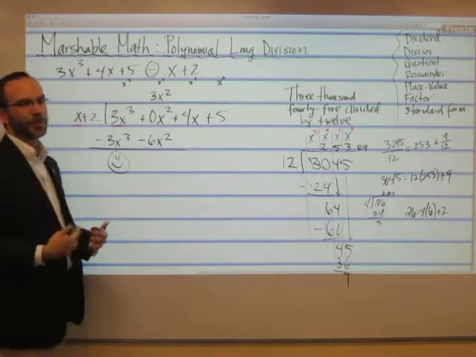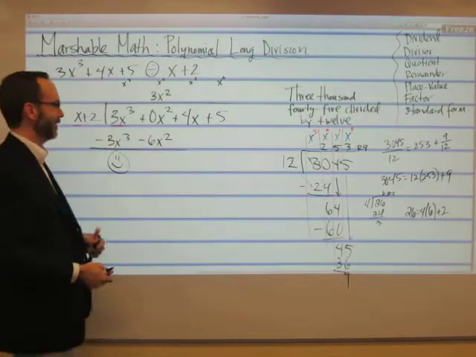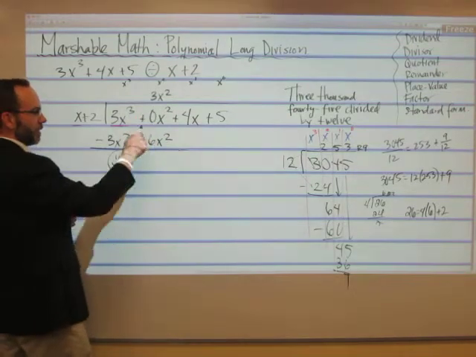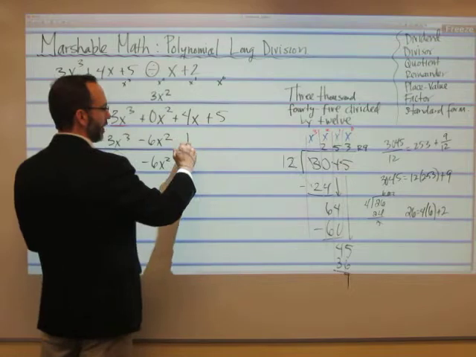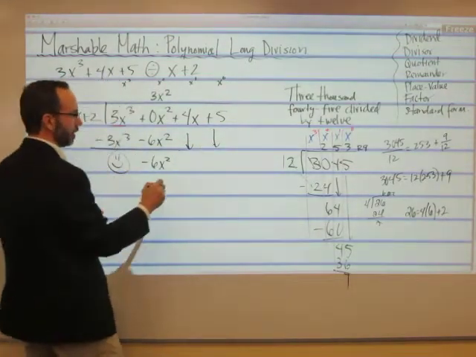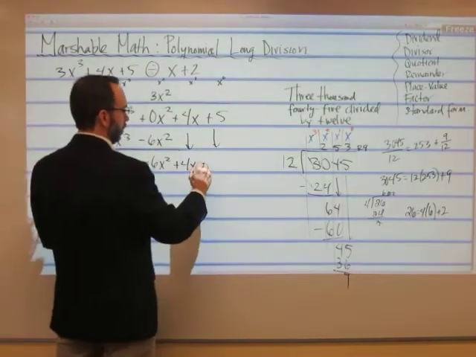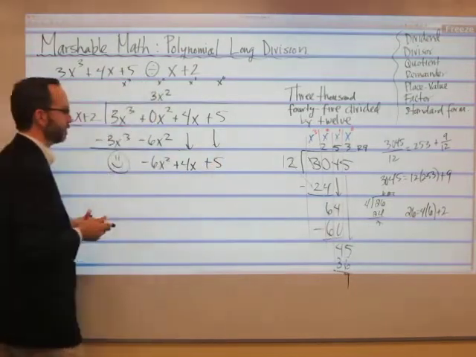Put a smiley face if you want to. Makes you happy. You know you're doing it right. Combine this column, 0x squared minus 6x squared. Oh, that's minus 6x squared. And I'm going to go ahead and bring on down the other pieces here. They get lonely. Plus 4x plus 5.